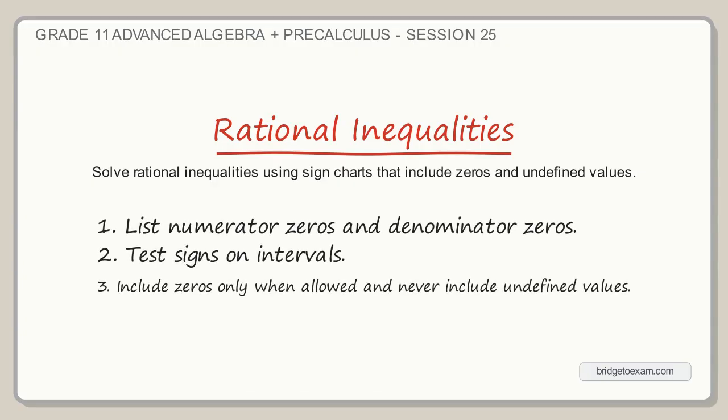By the end, you should be able to do these three things. 1. List numerator zeros and denominator zeros. 2. Test signs on intervals. 3. Include zeros only when allowed, and never include undefined values.